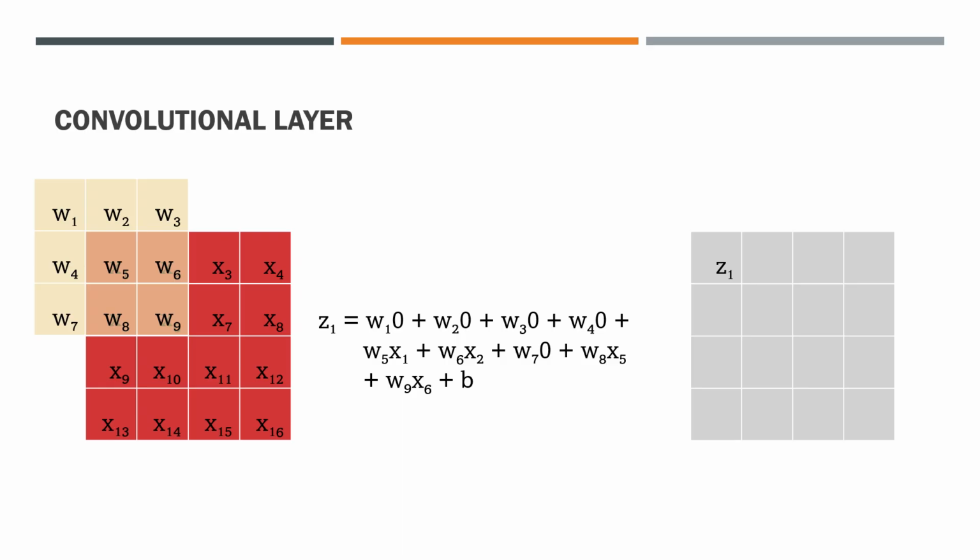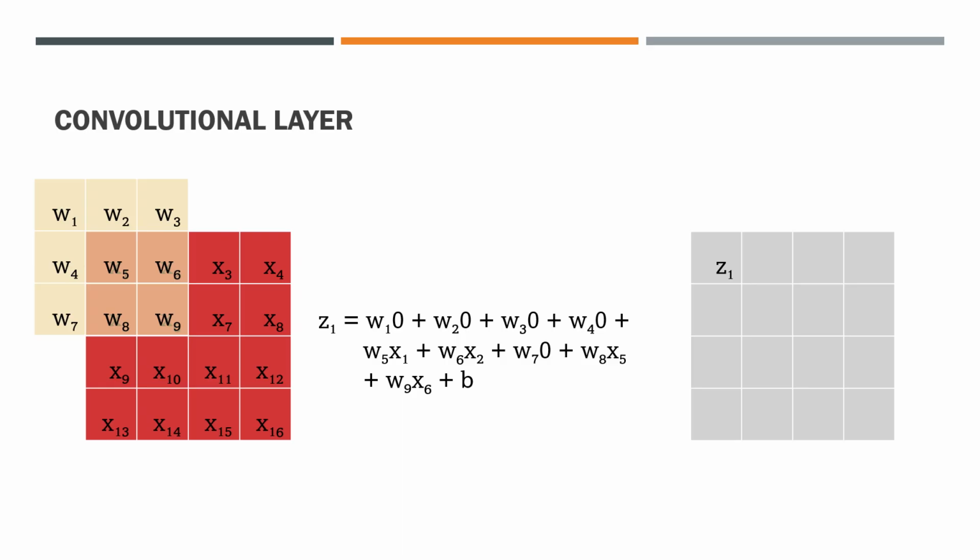So how does the filter scan? Let's walk through the math. First, the filter overlays itself on top of the input matrix, covering a small patch of pixels. Each weight in the filter is multiplied by the pixel value it is currently overlapping. Second, add all of these values together and don't forget the bias. Now we have the sum, Z1, which we put into the feature map.